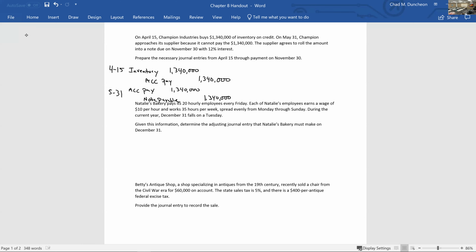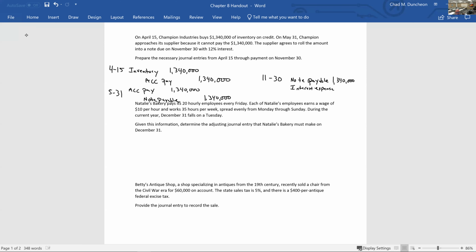Okay. Then on 11/30, we go to pay it back. So we know we can debit our notes payable by $1,340,000. I don't know if you guys can see that line dropping when I write or not, but I can.